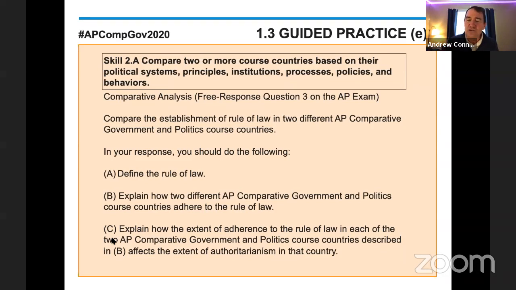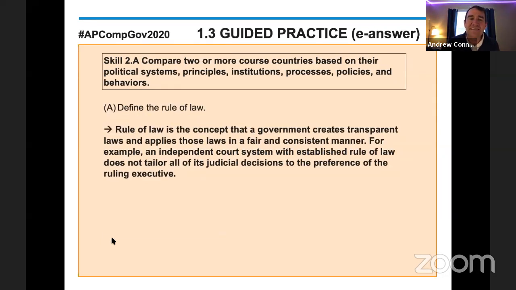And I will show you how I wrote a potential answer to this to demonstrate some of the skills and some of the mechanics of the writing that would help you maximize your points if you got a question that was similar. So I have said before, whenever you get a definition, to not just write the definition, but also to try to give an example. So I've talked a lot about rule of law. You can go back and review what I said about rule of law. I've given a definition of rule of law here in terms of the concept that creates transparent laws and applies these laws in a fair and consistent manner.